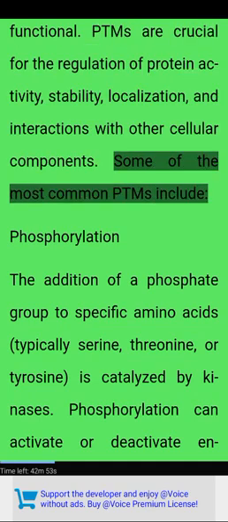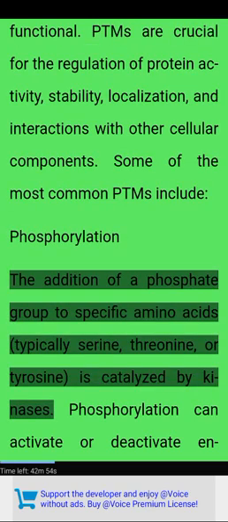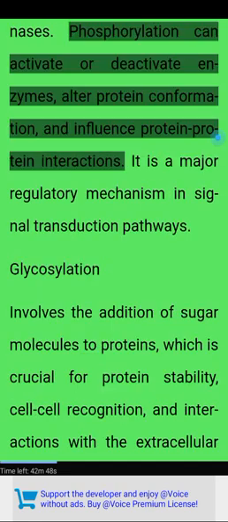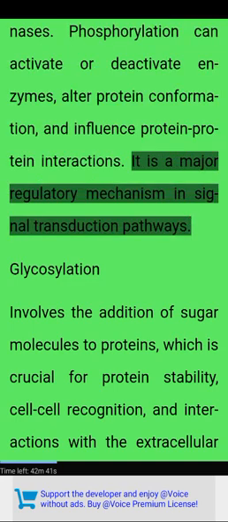Some of the most common PTMs include phosphorylation. The addition of a phosphate group to specific amino acids, typically serine, threonine, or tyrosine, is catalyzed by kinases. Phosphorylation can activate or deactivate enzymes, alter protein conformation, and influence protein-protein interactions. It is a major regulatory mechanism in signal transduction pathways.